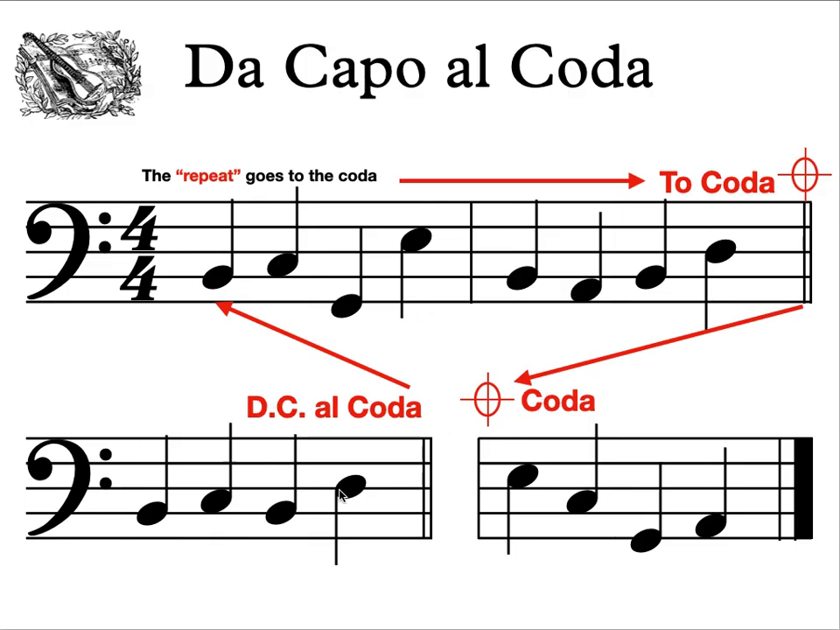Now there may be lots of measures here, and you're just going to skip way down the page to wherever the coda is. Okay, so it would go like this. Continue on. DC, back to the beginning. Now you're going to jump to the coda. Okay, and that's da capo al coda.